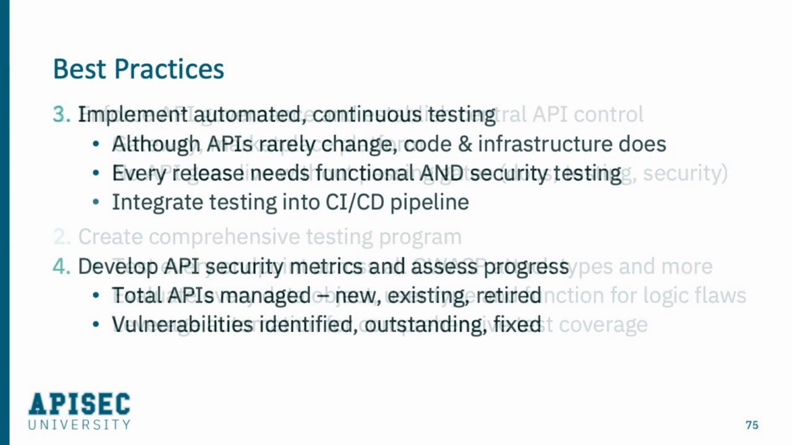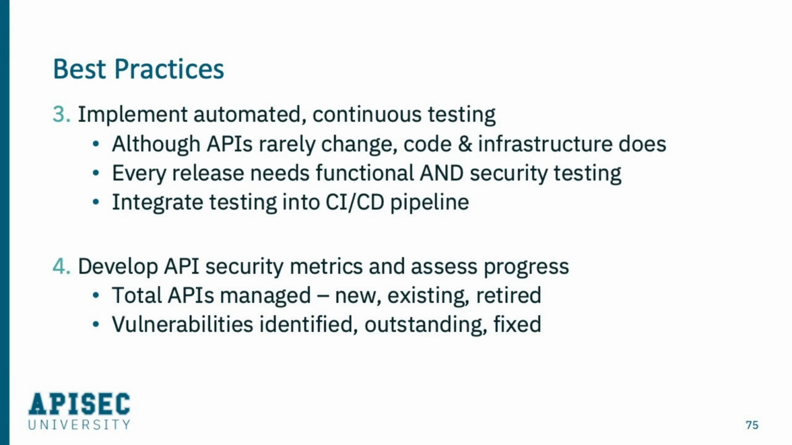And the only way to achieve this is through automation and continuous testing. So you want to implement something that will fit into your CI/CD pipeline, that will execute all of that test coverage, and to do so on every release. Although APIs rarely change, like the actual API endpoints themselves, doesn't mean you don't need to test regularly, because a vulnerability can creep in through code changes, through infrastructure changes, and those can happen anytime, right? So continuous testing is really crucial here.